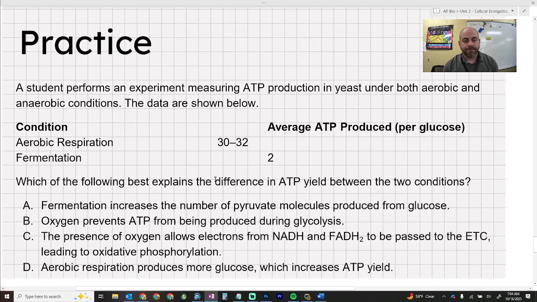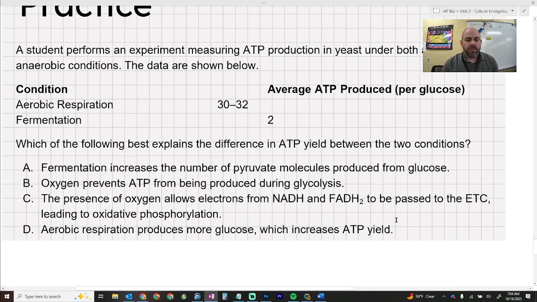Let's look at a practice problem. A student performs an experiment measuring ATP production in yeast in both aerobic and anaerobic conditions. Aerobic means oxygen, anaerobic means no oxygen. In aerobic respiration, an average of 30 to 32 ATP are created, and in fermentation, 2 ATP are created. Which of the following best explains the difference in ATP yield between the 2 conditions? We know that more ATP is going to be made if cellular respiration is allowed to continue, through the Krebs cycle and then the ETC, whereas glycolysis is going to produce an overall less because oxygen is not available, right?